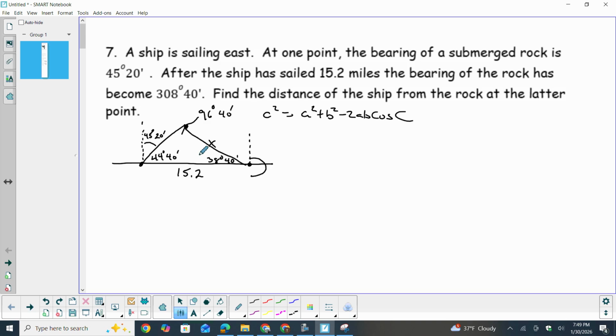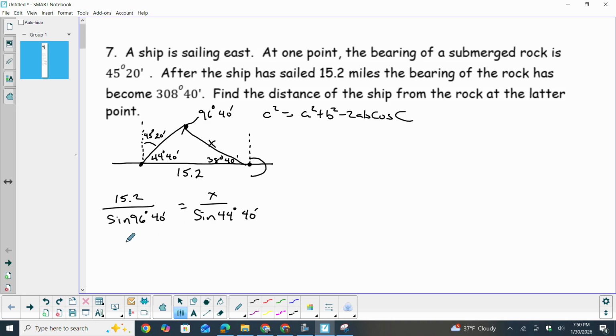All right, so here's what we got. Law of sines: 15.2 over the sine of 96 degrees 40 minutes equals x, what I'm looking for, over the sine of the angle across from it, which is 44 degrees and 40 minutes. Once we get here, based upon what we've been doing lately, we're okay.